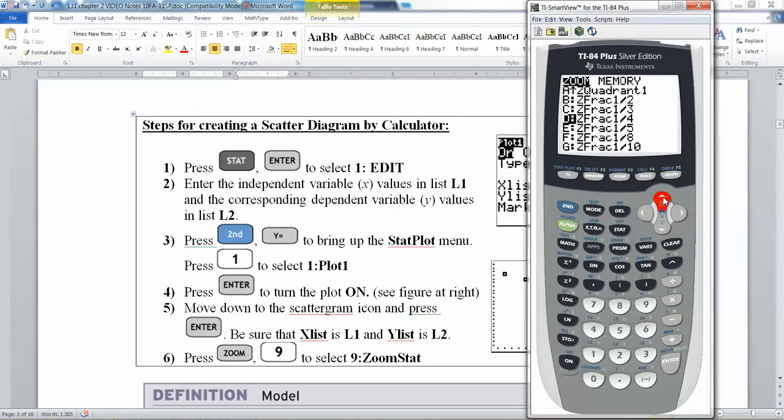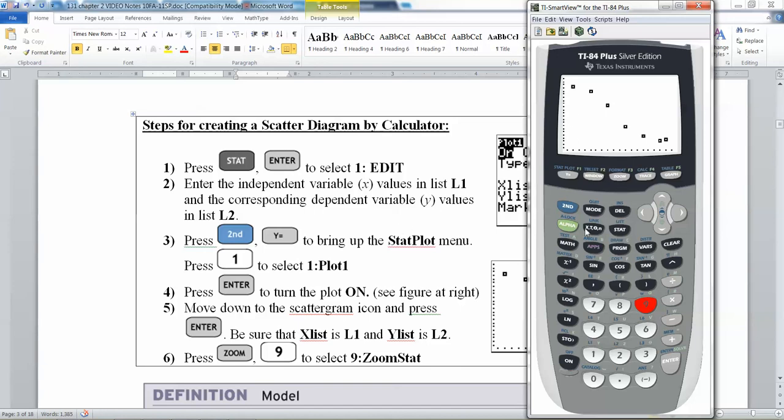Oh, there's all these zooms. We don't want any of this stuff. There it is. See, zoom 9? Oh, I went too far. Zoom 9 is zoom stat. Zoom stat, i.e. stat is where you typed the data in. Get it? Statistics. That's what those numbers are in that table. They're statistics. So zoom stat makes an automatic window that fits your scatter plot. Very handy to have and know about.